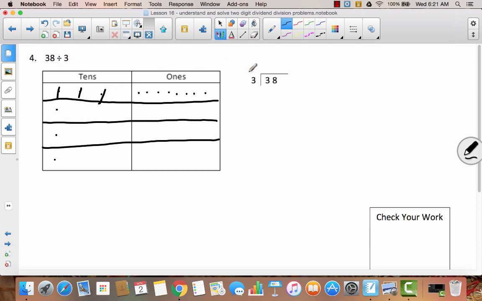We took 3 tens, which is right here. We divided it by 3. How many was in each group? 1. So we're going to put a 1 in the tens place in our quotient. We used 1 3 times, so we're going to subtract 3, and then we're left with 0. The 0 here means we had no tens left over. Now we're going to go ahead and bring down the 8 ones, and we're going to divide the 8 ones.